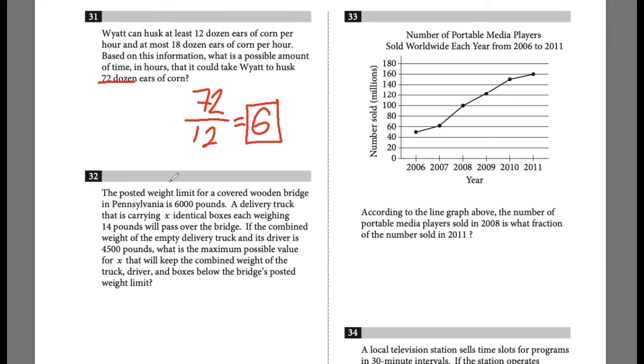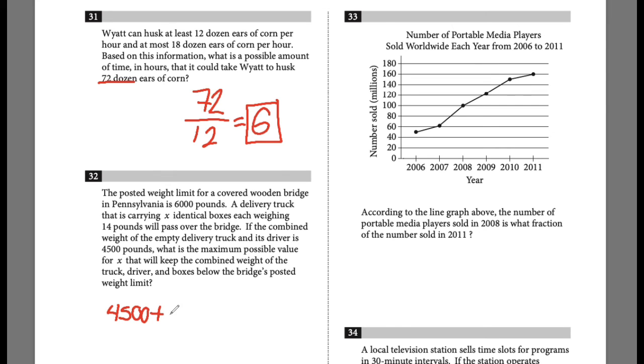Number 32. The posted weight limit for a covered wooden bridge in Pennsylvania is 6,000 pounds. A delivery truck carrying x identical boxes, each weighing 14 pounds, will pass over the bridge. If the combined weight of the empty delivery truck and its driver is 4,500 pounds, what is the maximum possible value for x that will keep the combined weight of the truck, driver, and boxes below the bridge's posted weight limit? So we know that the truck driver and the truck combined weigh 4,500 pounds.